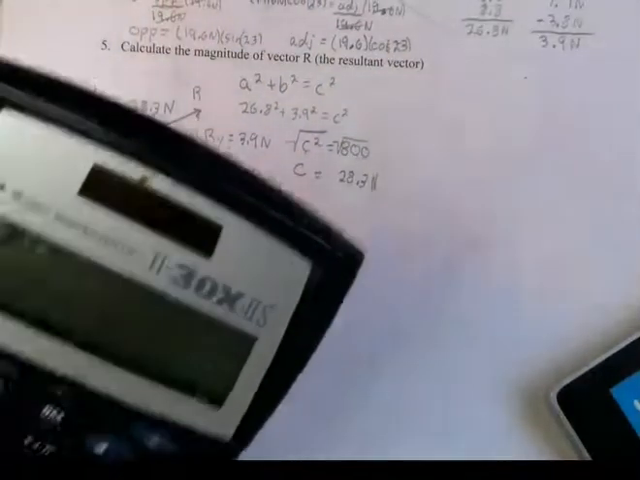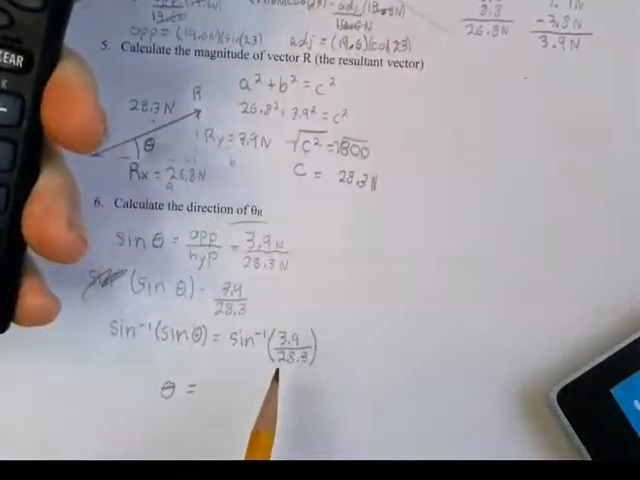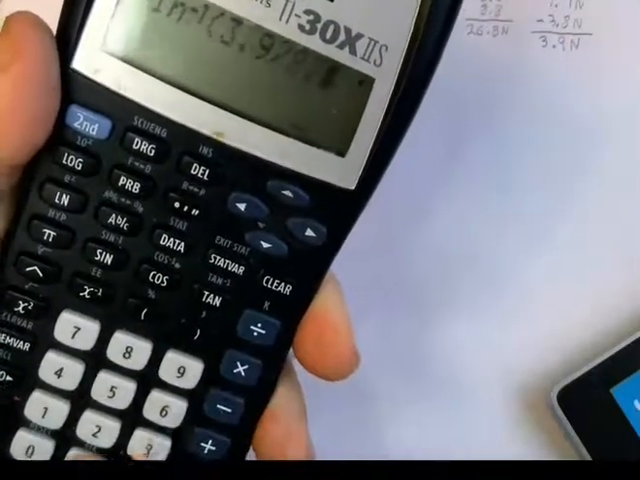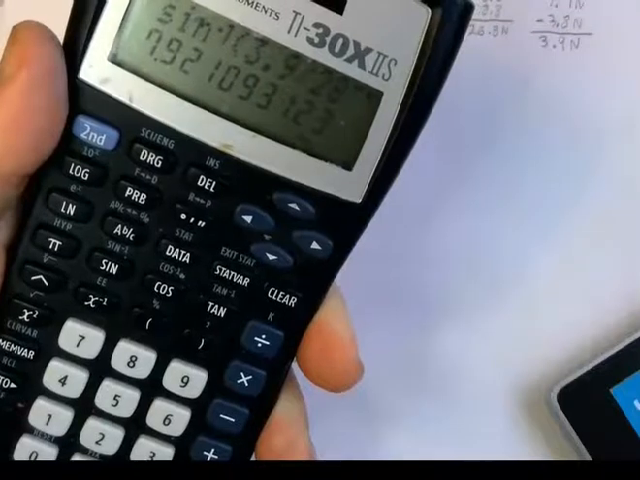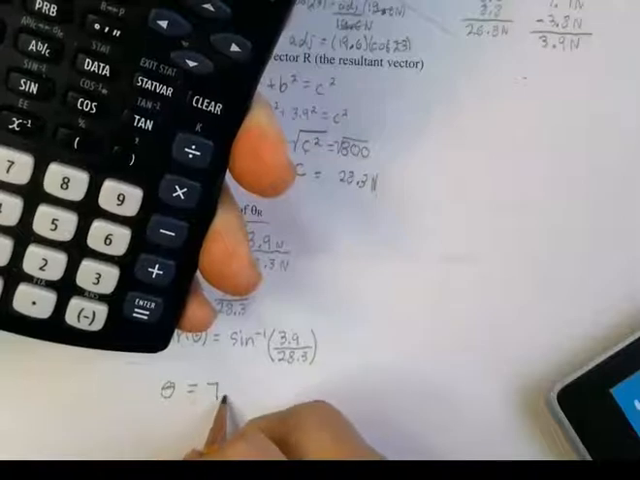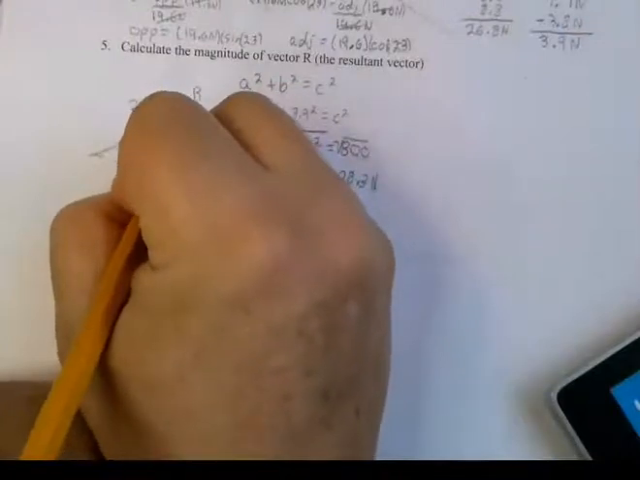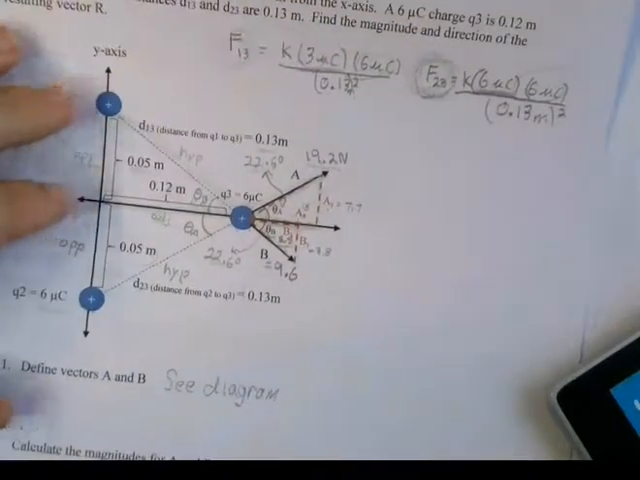Okay, so let's do that. So it's second sine, that gives me the inverse sine of 3.9 over 28.3. 3.9 divided by 28.3, close the parenthesis, and you get an angle of 7.92, call it 7.9. Okay, so this angle equals 7.9 degrees. Okay, and that is the resultant. So let's go back to our original. What we ended up with here is a resultant.